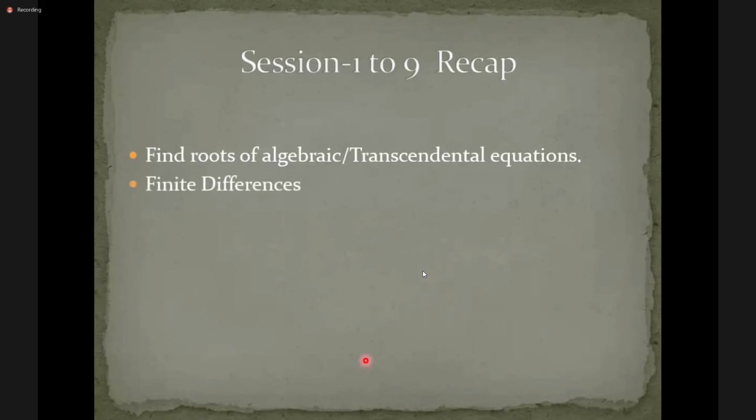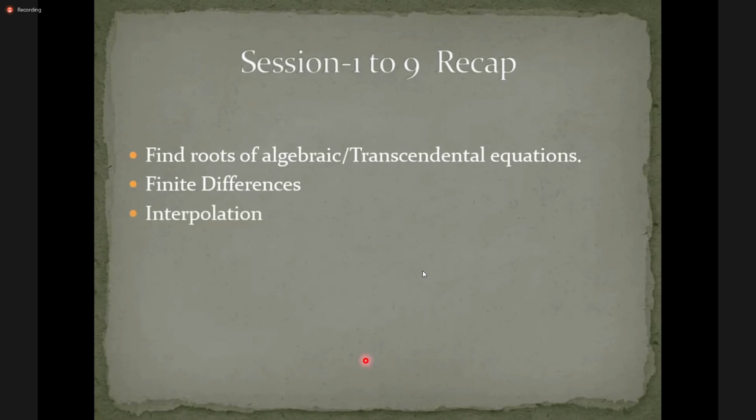Then we started finite differences. In finite differences, mainly we learned about the operators and the relation between the operators, like forward, backward, and shift operators. Then we saw how to get the difference of a factorial polynomial. First, we converted the given polynomial into factorial form, and then we took the differences like a derivative.